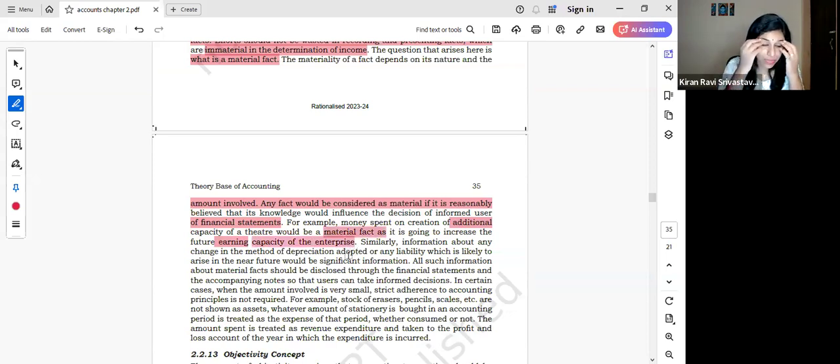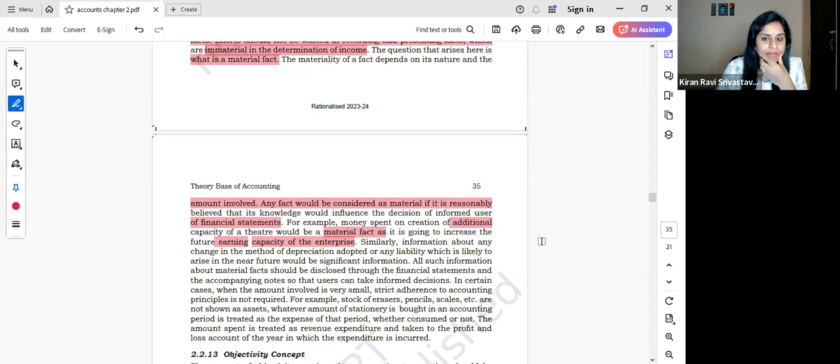So suppose the company is PVR; you can go and watch a movie in big malls. If PVR spends money on creation of capacity, like increasing the size of the movie theater, it is a material fact, because in future the revenue is going to increase. Previously, if 100 people were able to watch a movie, with the increased capacity maybe 150 people might be able to watch in the same theater. So the sales will increase by 50 seats. So yes, it is a material fact.